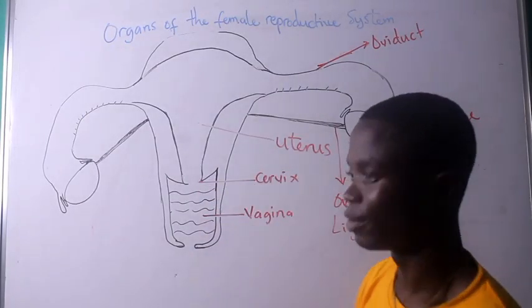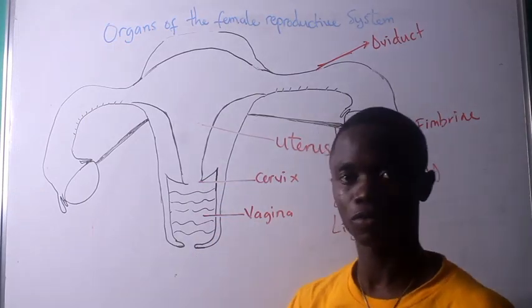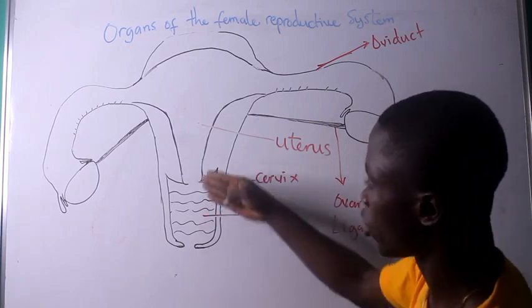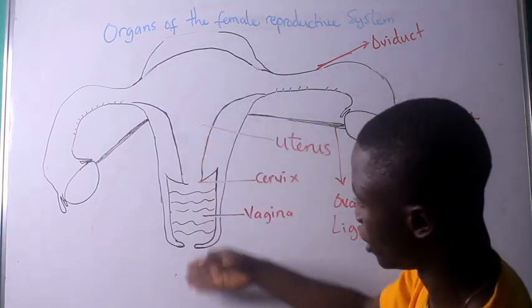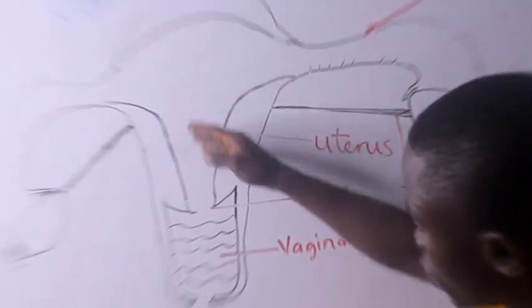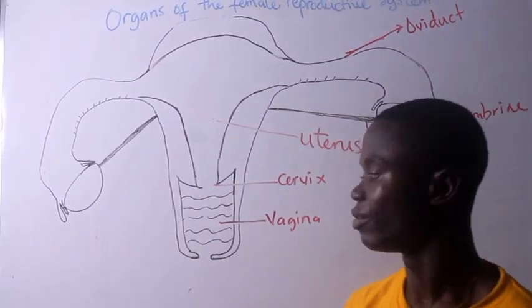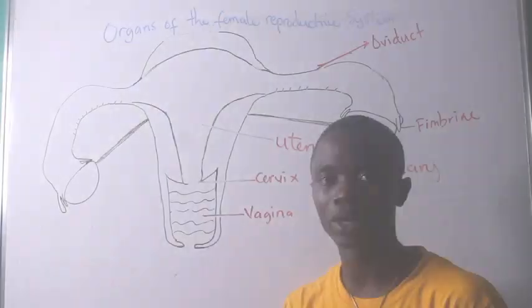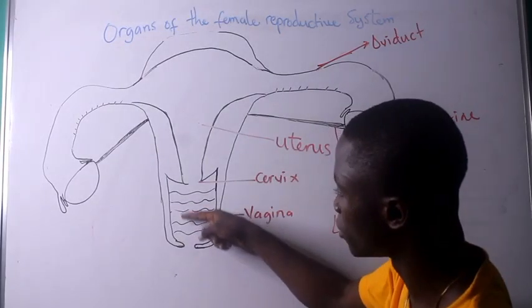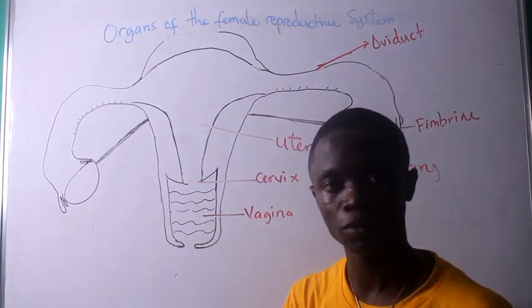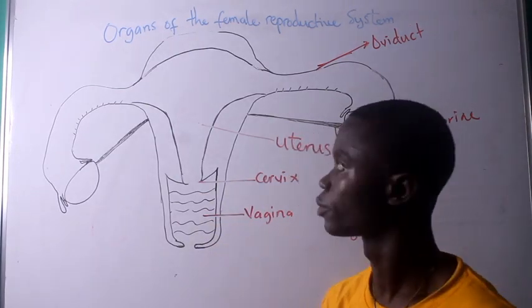Next is the vagina. The vagina is an organ for sexual intercourse. It is also a passage during delivery. So if a female wants to deliver, the baby has to pass through this vagina to come out. The vagina also produces lubricant, which helps to lubricate the wall of the vagina to reduce friction during sexual intercourse.